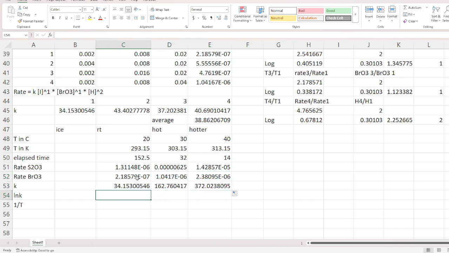Finally, we need a natural log of k and a 1 over T. So natural log is ln. And I'm going to highlight this. I can drag that over.